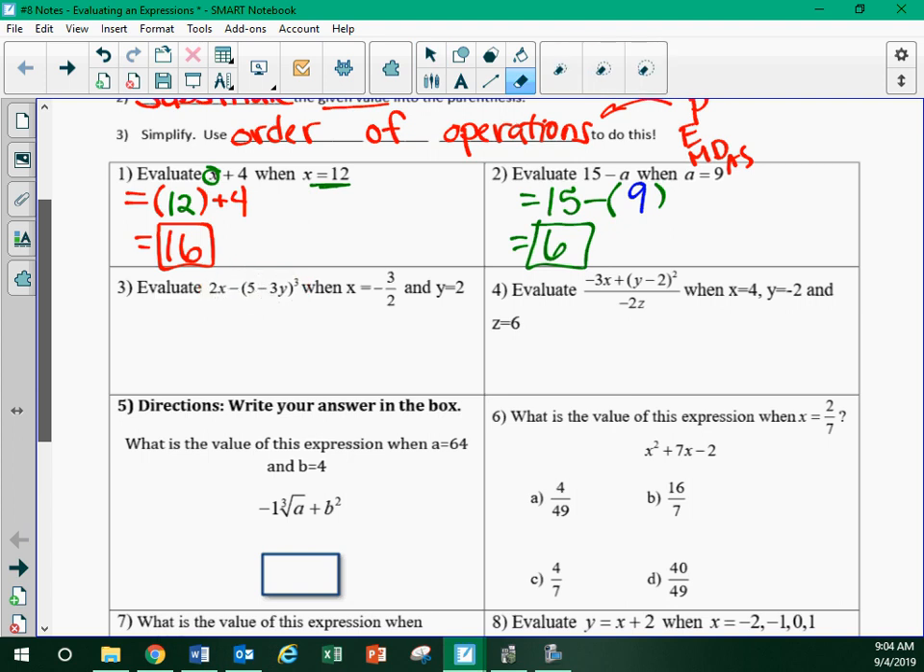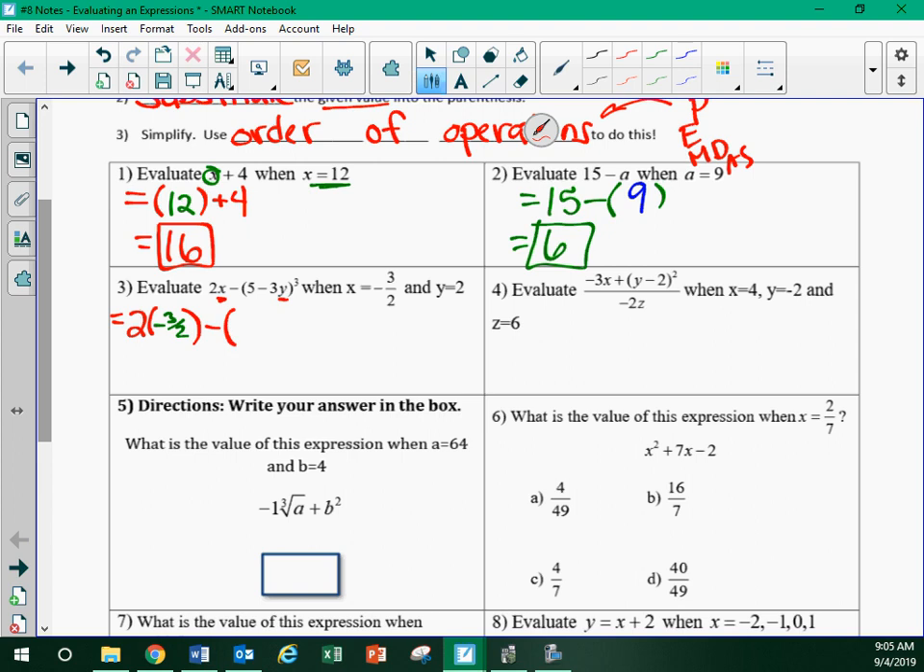Okay. So we can see we have both x and y here. So when we rewrite this, we're going to write 2 parentheses. What do I have instead of x? Negative 3 halves. Good, so let's go and write that in there, in a different color. Negative 3 halves. Okay. And then it says minus, parentheses, 5 minus 3 times, what do we have instead of y? 2.